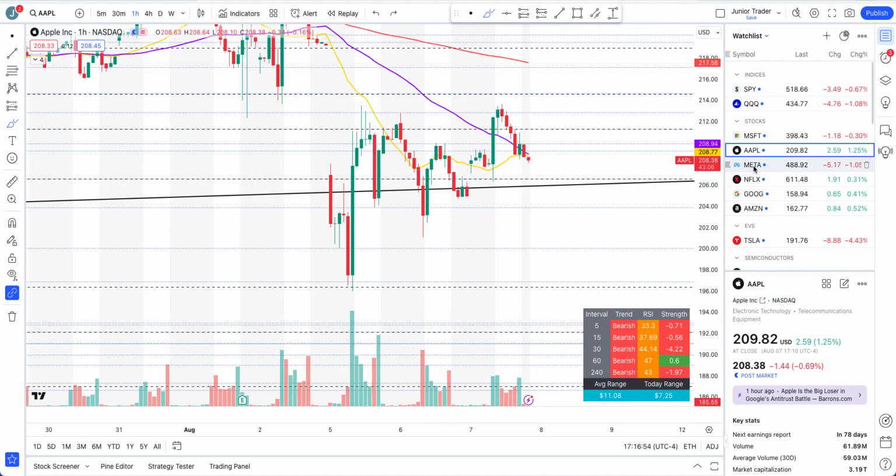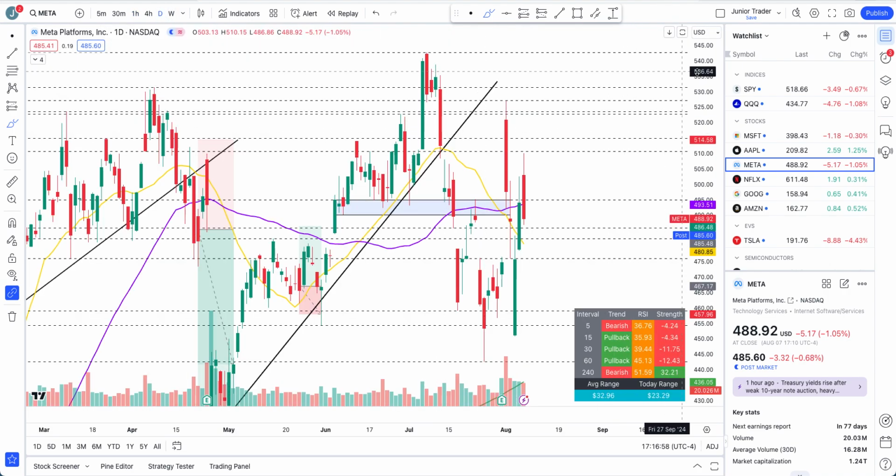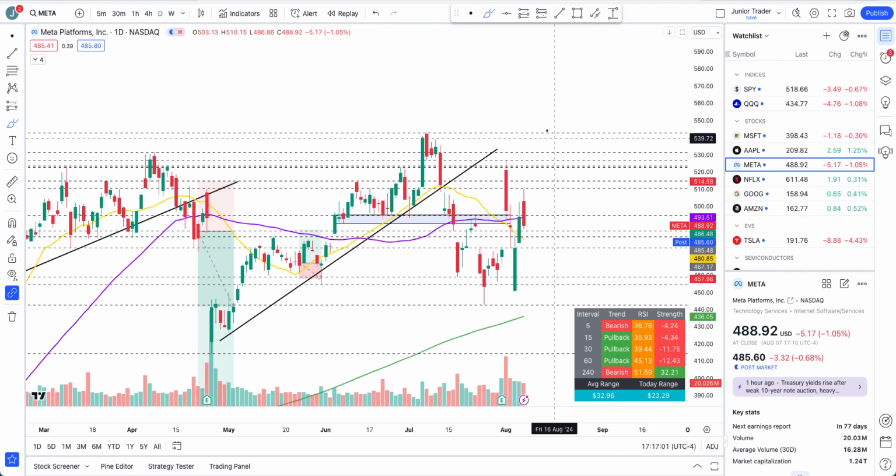Yeah, but this could have been really bad if Apple was also really bad right now. The market would have been then really bad. All right, here we go.